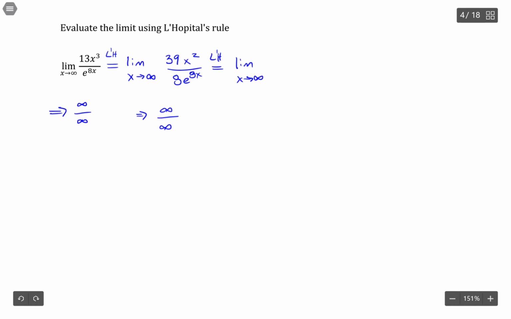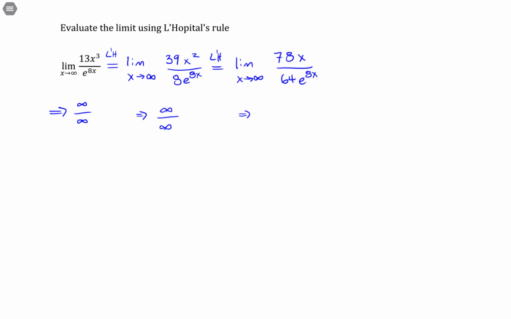I take the derivative of the numerator, so 39 times 2 is 78 x. And then 8 times 8 would be 64. And I could reduce these coefficients, but I'm not going to, because right now I'm just looking for what happens as things go to infinity.